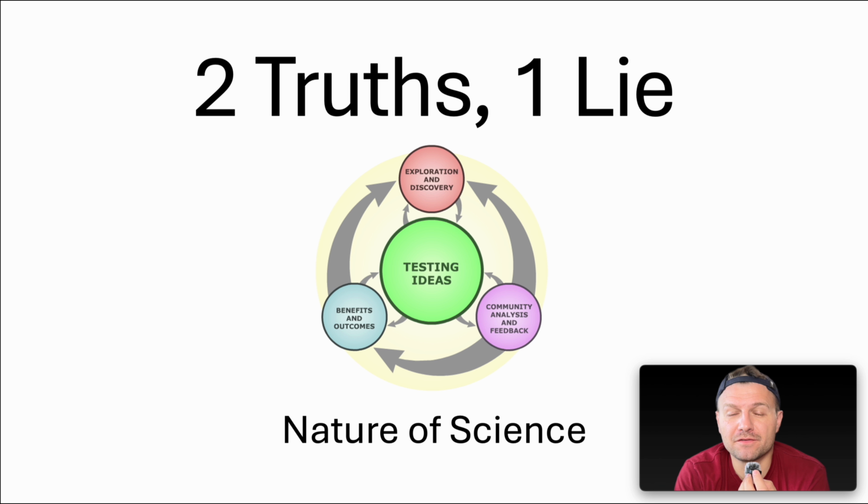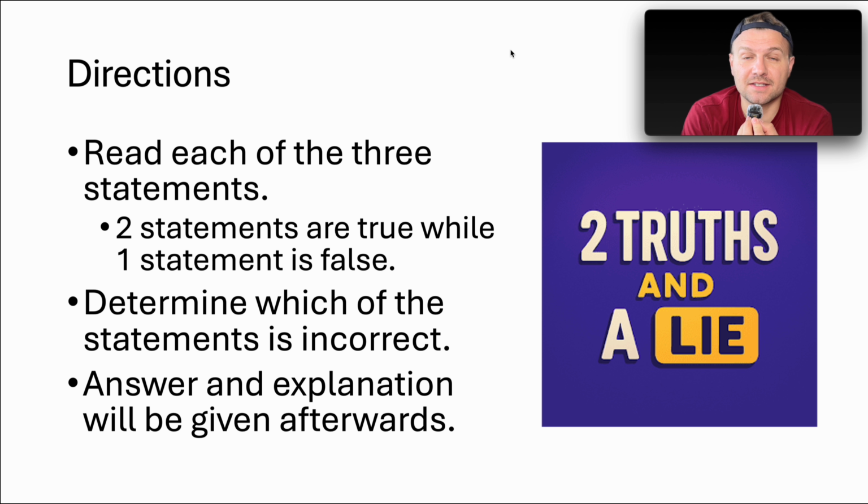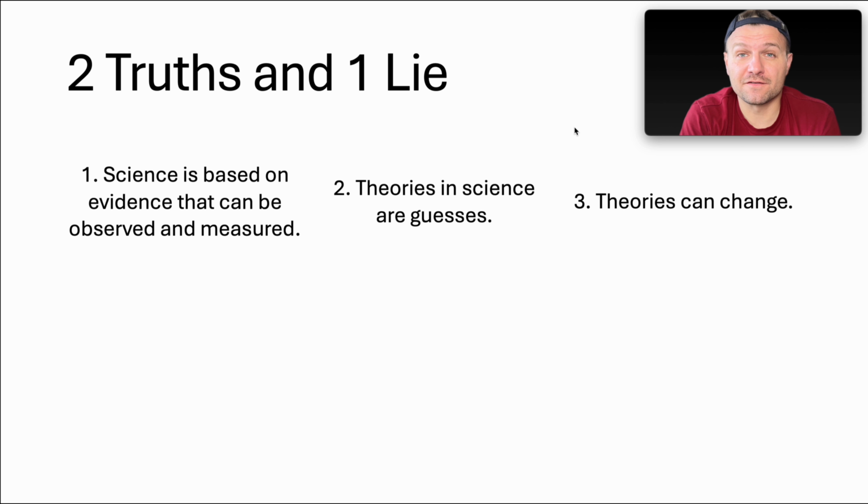Hello everyone, we're going to play a review game of Two Truths and One Lie about the nature of science or the scientific method. If you forget how to play this game, I'm going to show you 3 statements, 2 of which are true, 1 of which is false. What you have to do is figure out which of the 3 statements is the incorrect or false one. All right, here's our first set of statements.